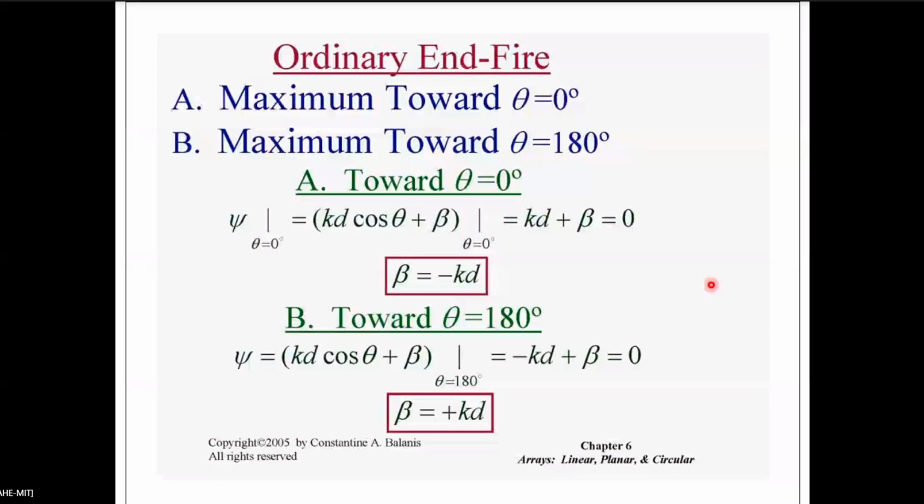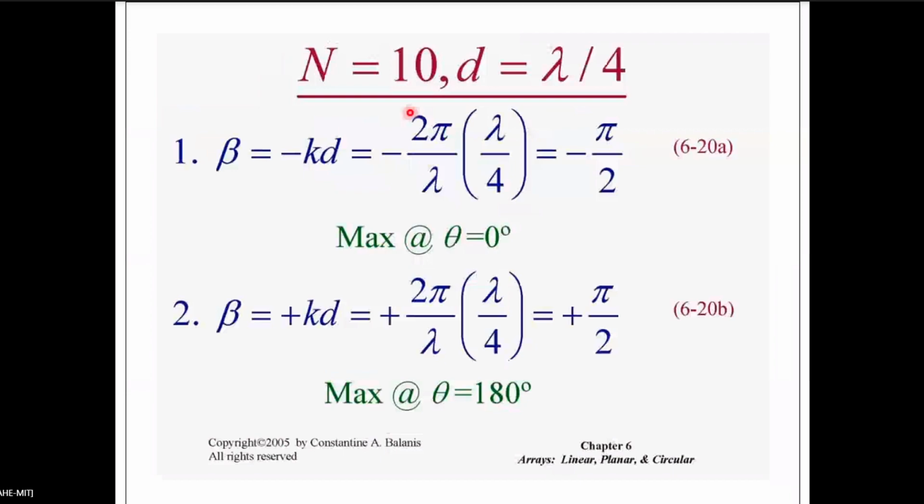So theta is equal to 0 degrees and 180 degrees. For theta is equal to 0 degrees, we get beta is equal to minus kd. And for theta is equal to 180 degrees, we get beta is equal to plus kd. That is the condition. So you have n is equal to 10, d is equal to lambda by 4, beta is equal to pi by 2. This is an example he has given, with n is equal to 10 and d is equal to lambda by 4.